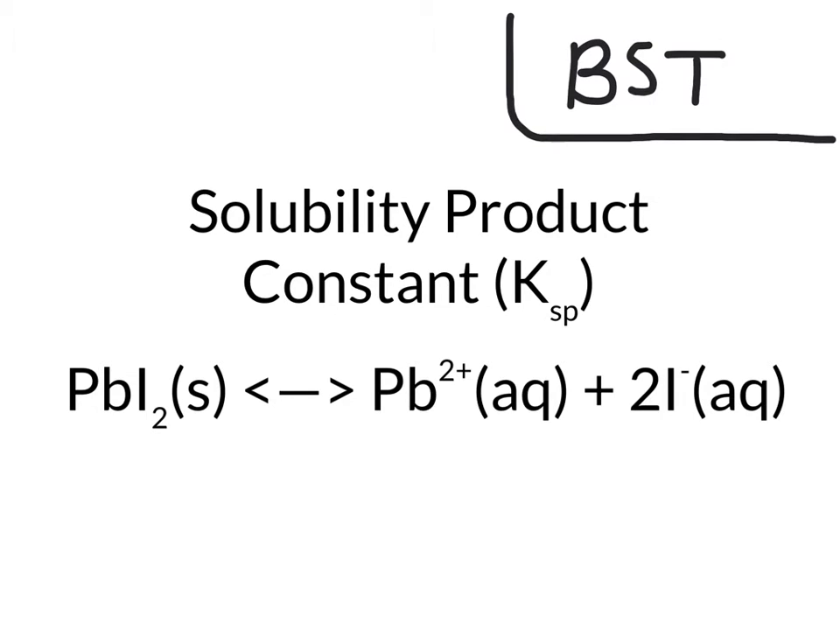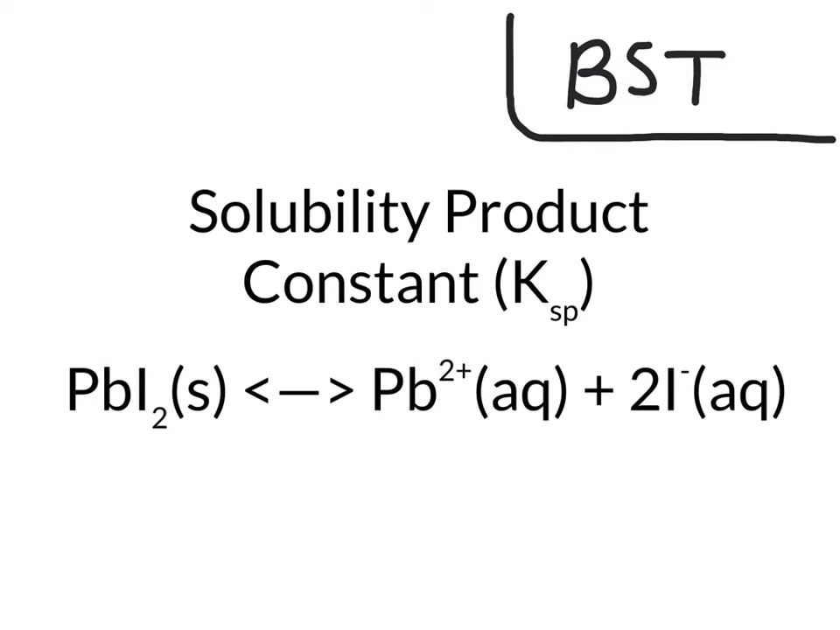Hello, this is a Bullis Student Tutor, and today I will be discussing the solubility product constant, noted KSP. So, this is simply the equilibrium constant for a reaction of a compound dissolving in water. Now, on the left side, we'll have a solid, and on the right side, we'll have the products, which are the ions that it dissolves into, which are going to be aqueous because they're dissolved in water.